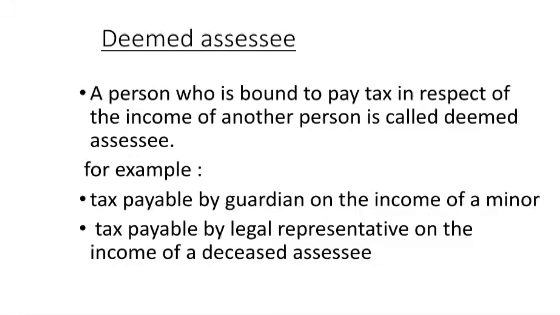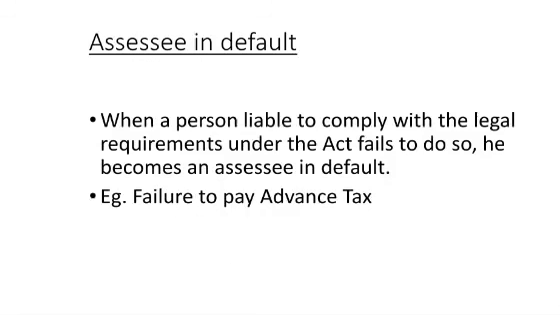Next term is deemed assessee. Then who is a deemed assessee? A person who is bound to pay tax in respect of the income of another person is called a deemed assessee. For example, the tax payable by the guardian of a minor on the income of that minor person, and the tax payable by the legal representative on the income of a deceased assessee are examples of deemed assessee.